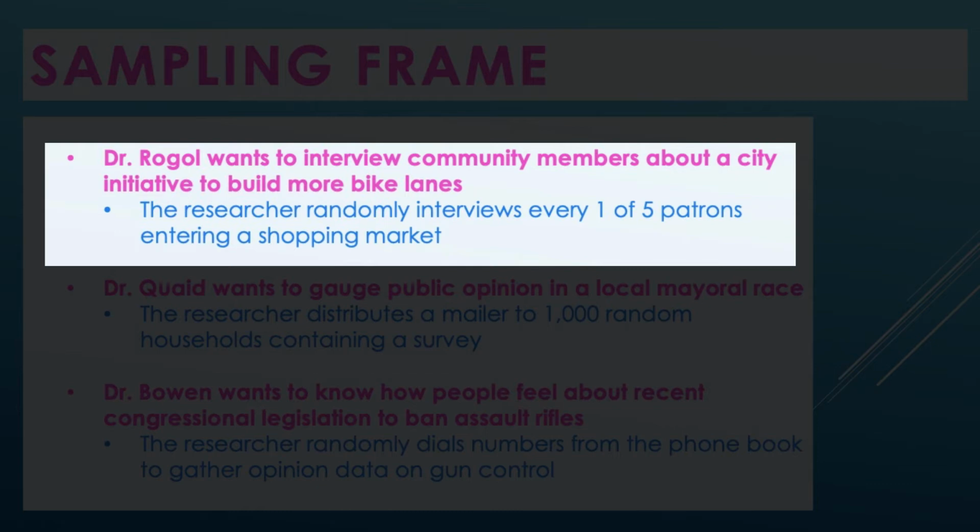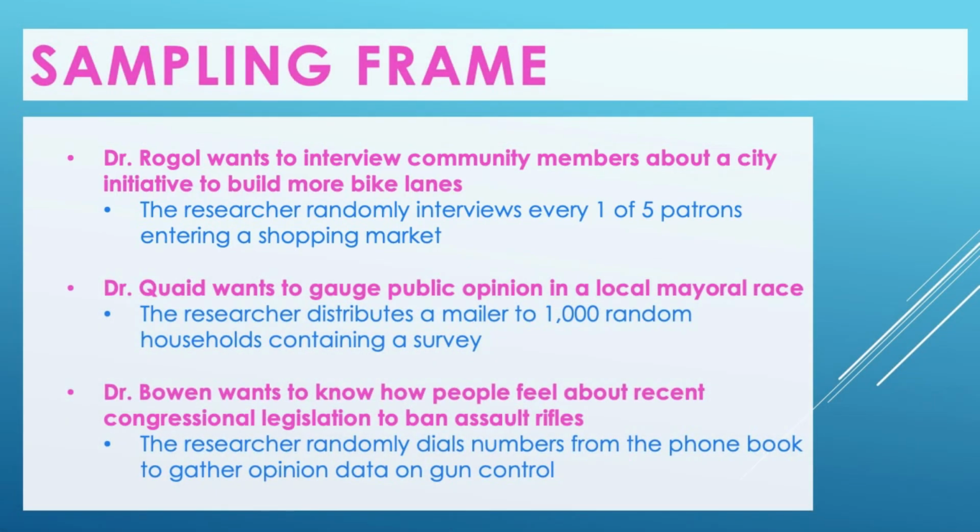So this would only be an appropriate sampling frame if this was a super small town that had like maybe 5 people in it, and it was the shopping market that every single individual went to, and they all happened to be there at the same time that Dr. Rogel was present. Otherwise, we see lots of potential for bias with this specific sampling frame.